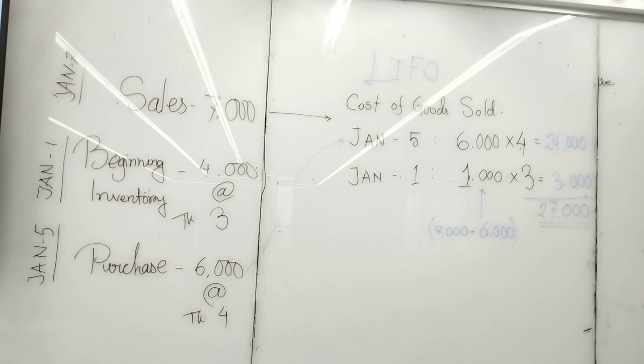So there's a difference between FIFO and LIFO. FIFO is giving us a lower cost of goods sold than LIFO. So now we'll be going to solve the average method, and we'll be discussing that inshallah. And finally we will see a comparison between those three costing methods.